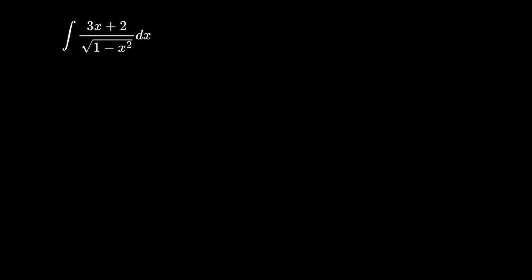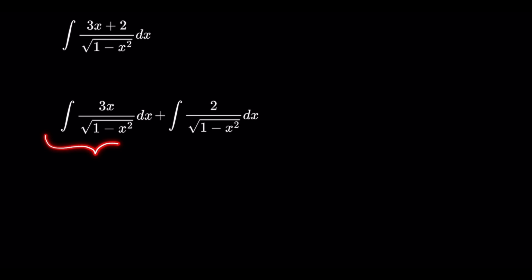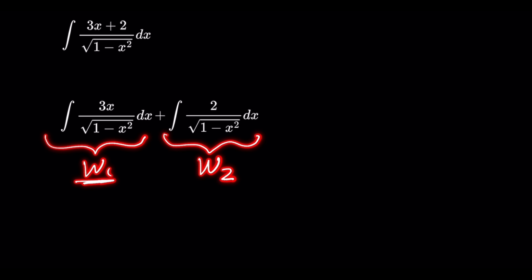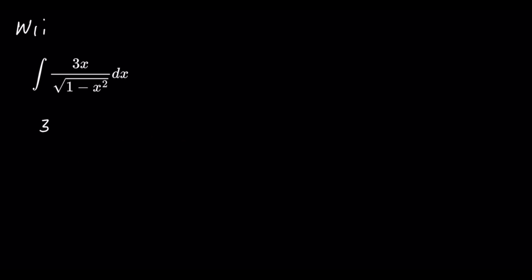Since direct methods didn't work, let's split the fraction into two simpler ones. We're going to be calling this W1 and this W2, and work on them separately. So let's do W1 first. We're going to factor out 3 from this integral. So we're going to be left with this.